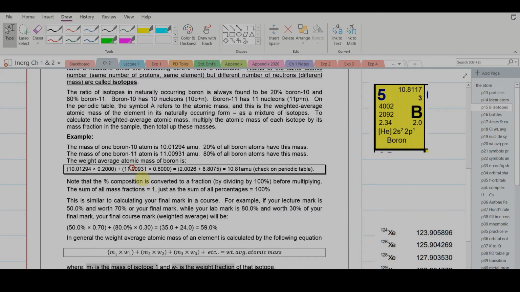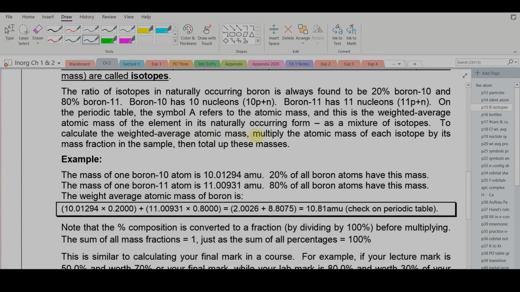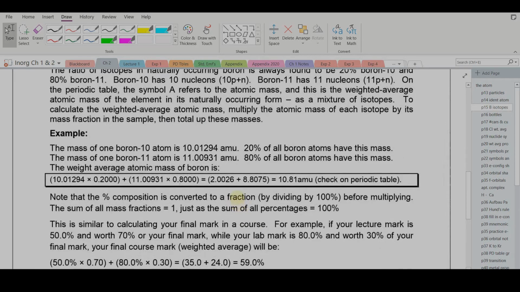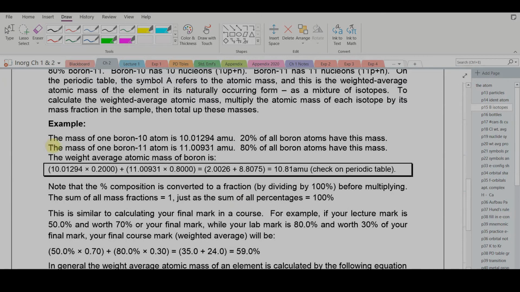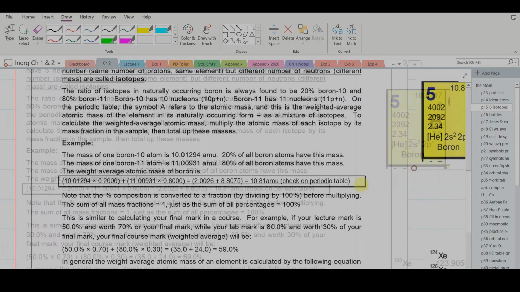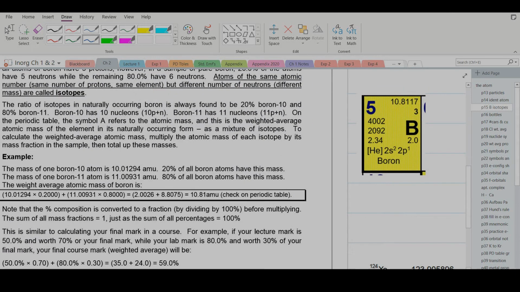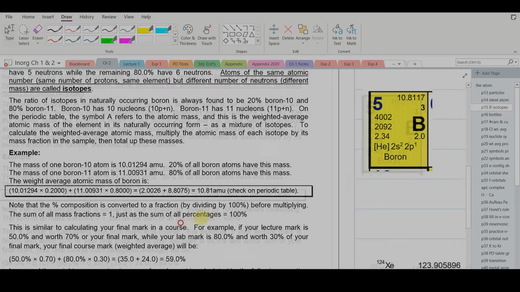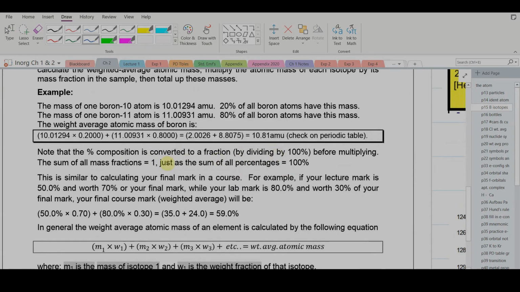So to calculate the weight average atomic mass, multiply the atomic mass of each isotope by its mass fraction, and then total these up. I get a feeling you know what I'm talking about now. So in the case of boron, we had boron 10, 20%, boron 11. The calculation would be mass times fraction plus mass times fraction equals 10.81, and check it on a periodic table. Well, I think we looked at that already. It is 10.81 atomic mass units, or grams per mole.